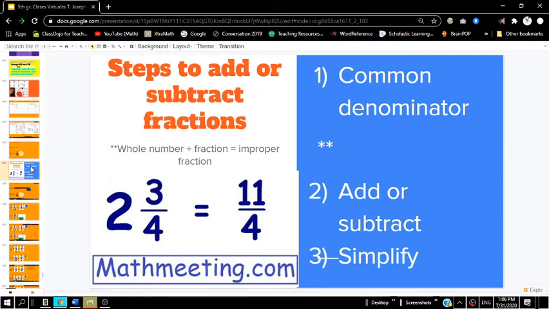Today you'll also notice that we need to take that whole number and add it to a fraction to get our improper fraction. Okay, that's going to be very important in one of our steps, and I'll share that a little bit later in the last couple of problems.